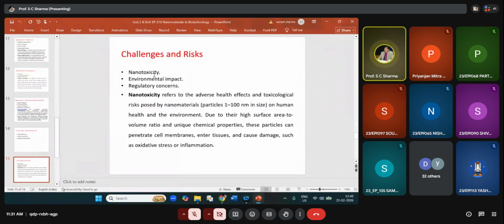Challenges and risks: nanotoxicity. What is nanotoxicity? It refers to the adverse health effects and toxicological risks posed by nanomaterials, particle size, on human health and the environment. Due to their high surface area to volume ratio and unique chemical properties, these particles can penetrate cell membranes, enter tissues, and cause damage such as oxidative stress or inflammation. Then environmental impact, then regulatory concern.